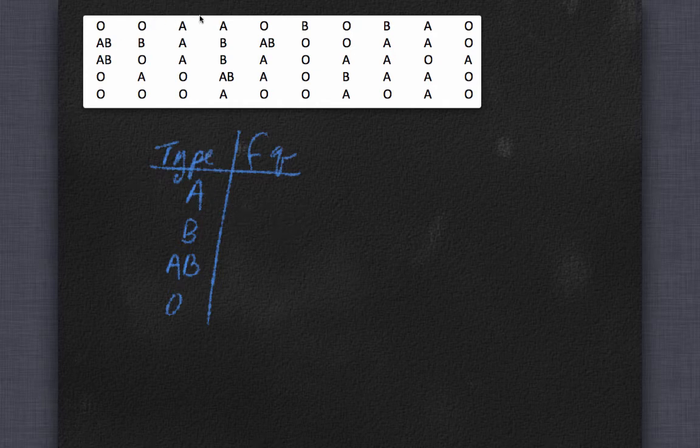So for A, I would go through and count 1, 2, 3, 4, 5, 6, 7, 8, 9, 10, 11, 12, 13, 14, 15, 16, 17, 18. B, 1, 2, 3, 4, 5, 6, and AB, 1, 2, 3, 4, and then O, 1 through 22.